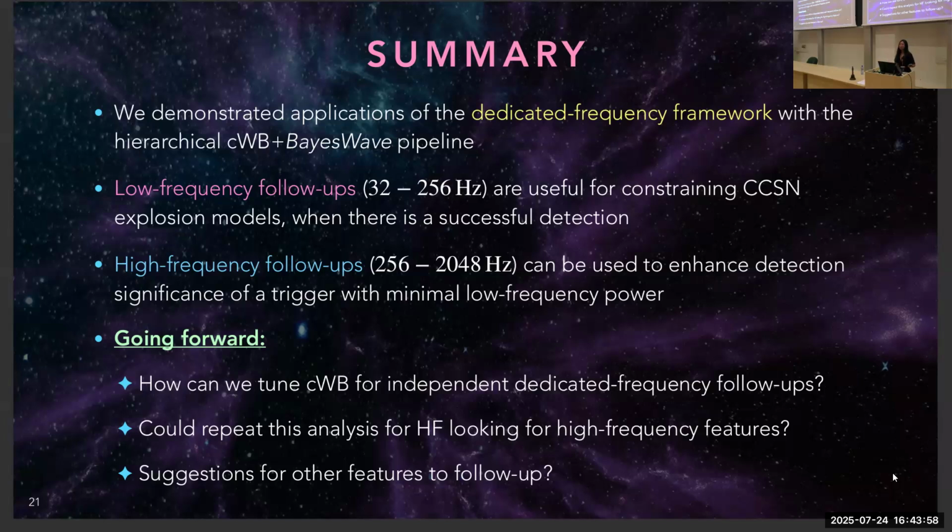And so, inspired by Marek's talk, I have a few questions for the crowd. Can we potentially also tune CWB to perform this sort of dedicated frequency framework on its own without Bayes wave, and then having these two results agreeing with each other, we have more confidence in our results? And the second point is, can we repeat this analysis for high frequency features? Is there a certain type of frequency features that this group is interested in? If you have any opinions or suggestions, we're very happy to hear them. So I'm going to end my talk there. Thank you very much.